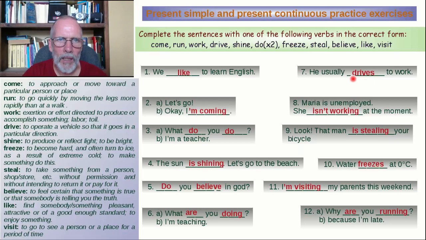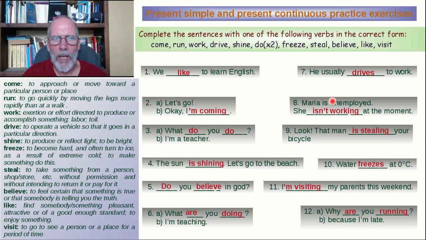Number 7. He usually drives to work. Here we know that this one is in the present simple because it has the adverb of frequency usually. And if you have an adverb of frequency like usually, sometimes, never, then it's going to be in the present simple. The exception to that, of course, is the adverb of frequency always, which we saw in the previous section, can be used in the present continuous as well as the present simple.